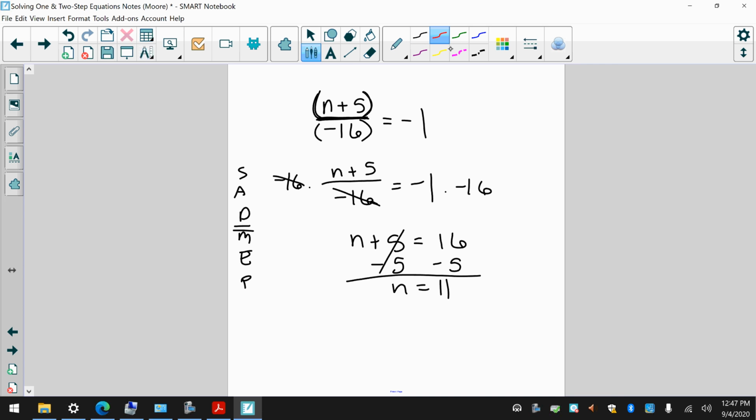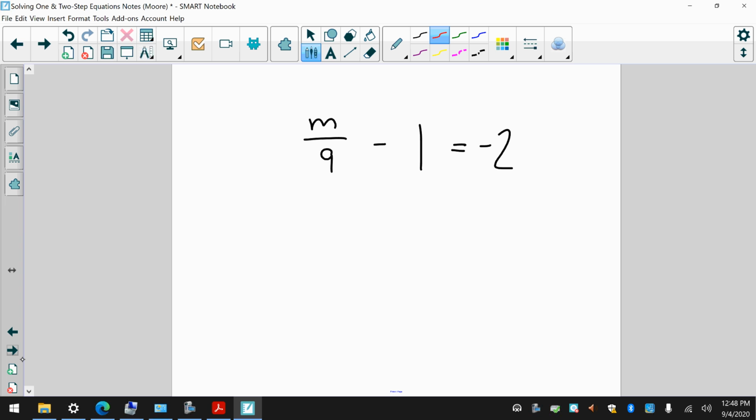Let's check those answers. So 11, so I have 11 plus 5 over negative 16 equals negative 1. Actually, we don't know if it equals negative 1 yet. Let's erase that. My fault. So 11 plus 5, since that's in parentheses on the top there, we'd say it's 16 divided by negative 16 is negative 1. So yes, that was correct.